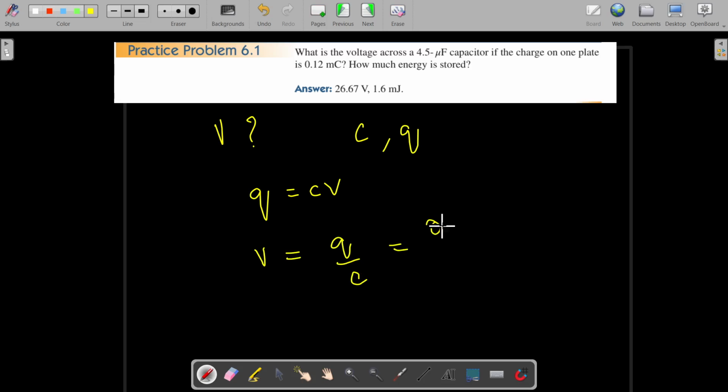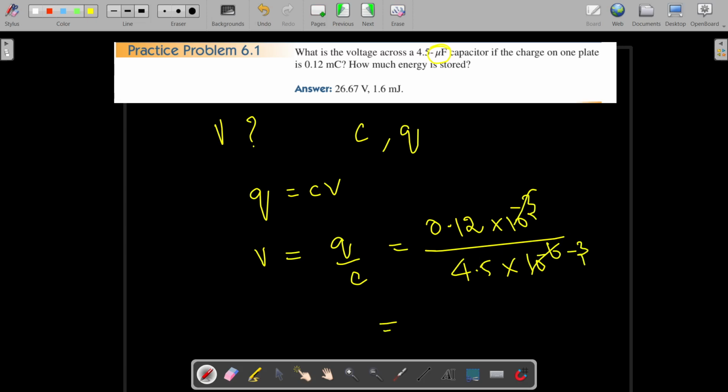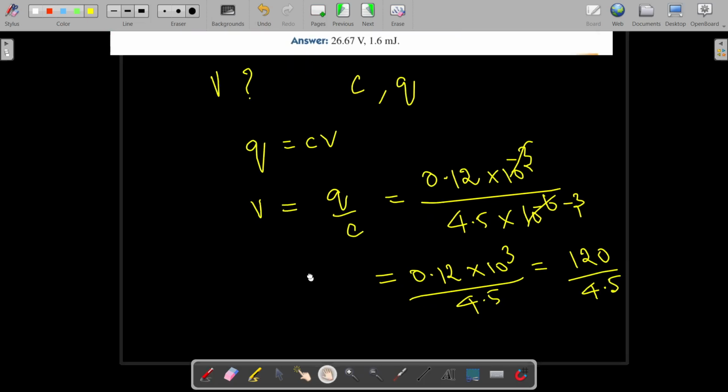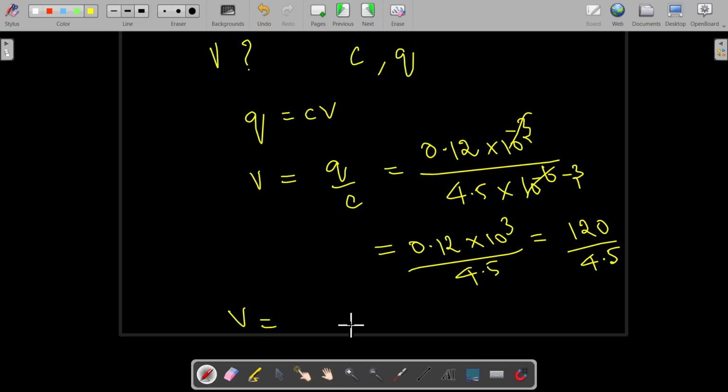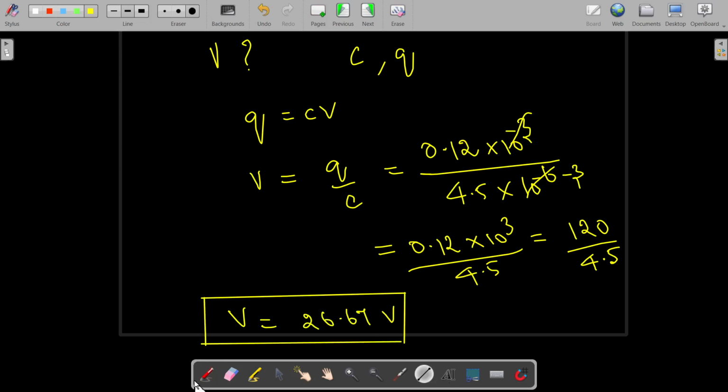The Q value is given as 0.12 millicoulomb, so it is 0.12 into 10 power minus 3, divided by the capacitance value 4.5 into 10 power minus 6, since it is a microfarad value. Cancelling, you get 10 power 3 here. So this becomes 0.12 into 10 power 3 divided by 4.5, that is 120 divided by 4.5. So you get V equal to 26.67 volts. This is the answer for the first portion.